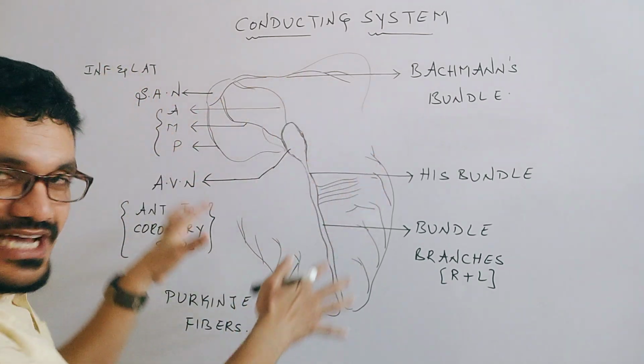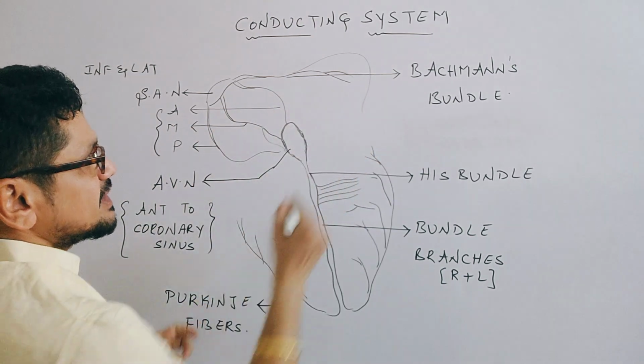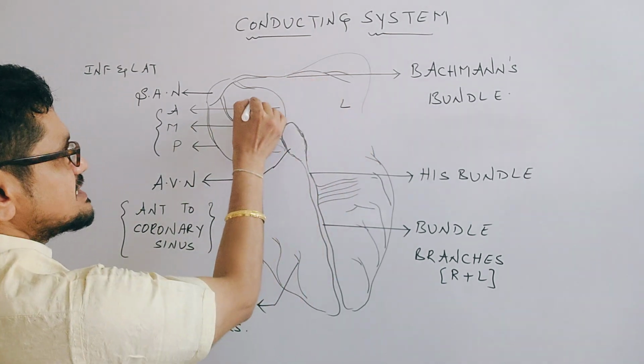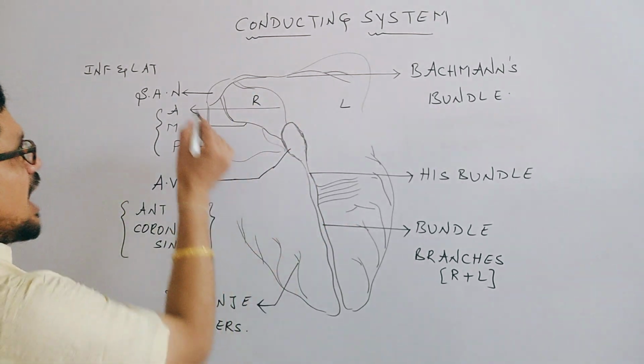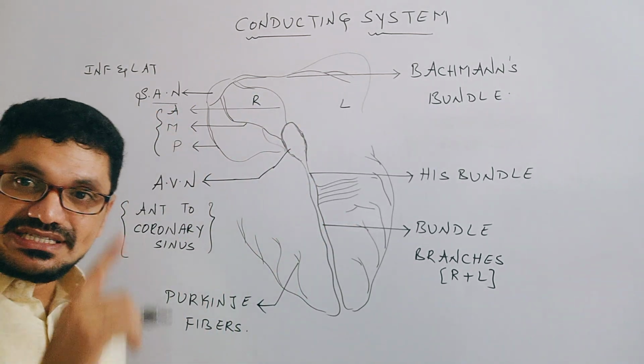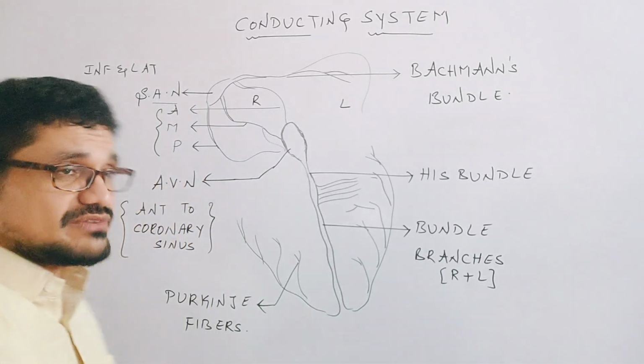And imagine this is a heart. Obviously, this is the right atrium, left atrium. And this comes under the left side. And this is the right side of the heart, atrial side and ventricular side. Observe this SAN. SAN is nothing but the sinoatrial node. What is the location of SAN?